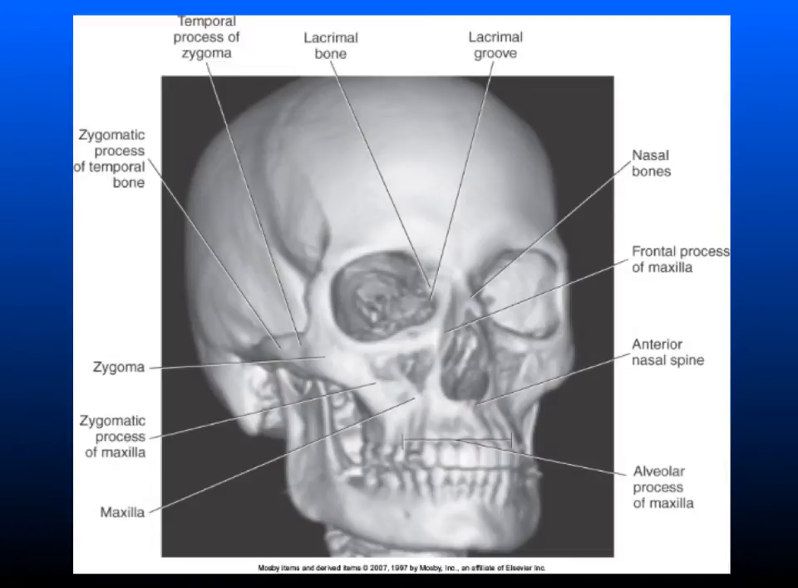Okay. More 3D reconstruction of the facial bones. Again, these come in really handy when they try to find out where the fracture is and where they have to concentrate on. It's really good for the radiologists.